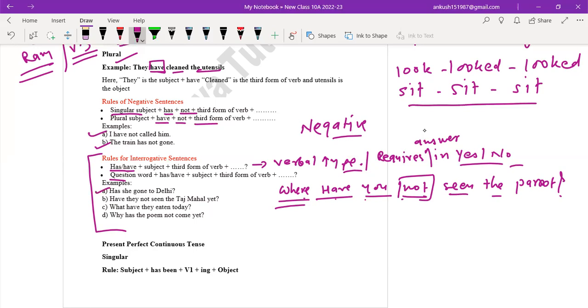Just take examples. Has she gone to Delhi? Have they not seen the Taj Mahal yet? What have they eaten today? Why has the poem not come? Sorry, it is poem written, it is poet. Why has the poet not come yet? Understood? Understood, beta? Yes, sir.